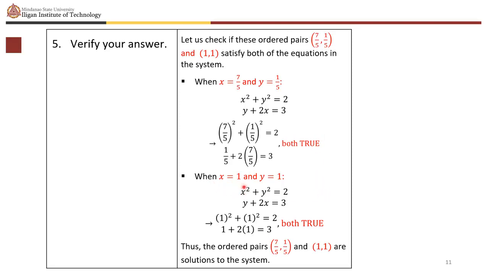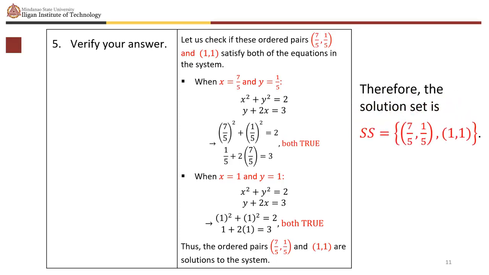When x is equal to 1 and y is equal to 1, we can again verify and come up with two true statements. So meaning to say, the ordered pairs (7/5, 1/5) and (1, 1) are solutions to the system. Now let us take a look at the graphical solution to confirm that the solution set is indeed (7/5, 1/5) and (1, 1).